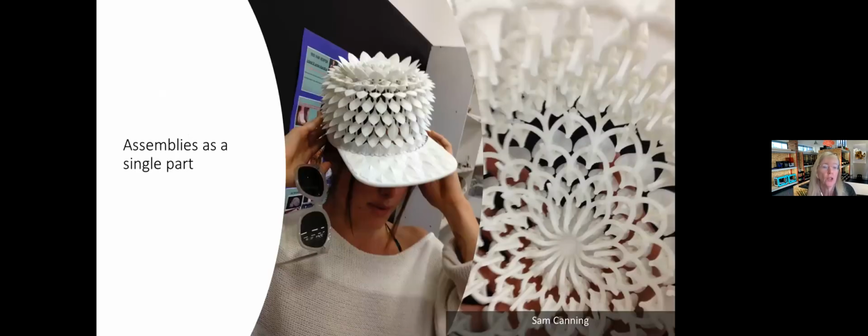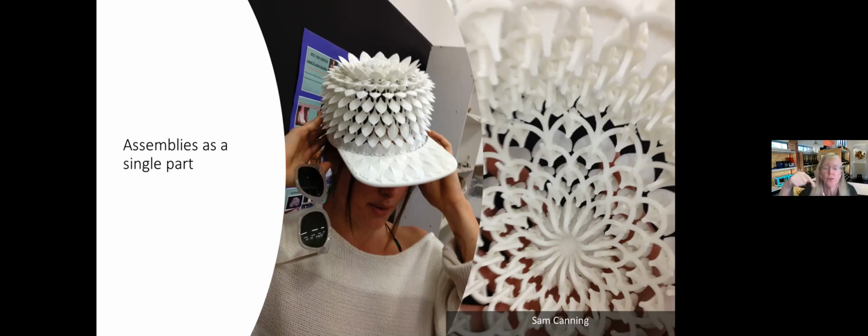Another characteristic you might decide you want to exploit is the fact that you can create assemblies as a single part, which is an astonishing capability, and we'll touch on that a bit later on more when it comes to business practice and what that actually means. But here's a fantastic illustrative example. It's a PhD student of mine, Sam Canning, who did this unusual hat, which actually, when you push the feathers up, it creates ventilation, and then you can flick all the feathers down.